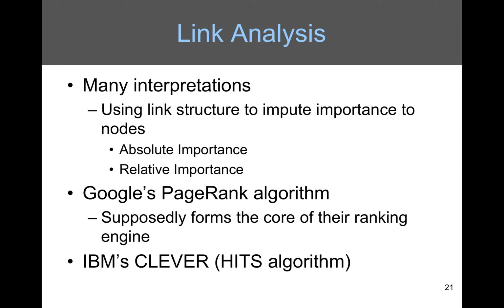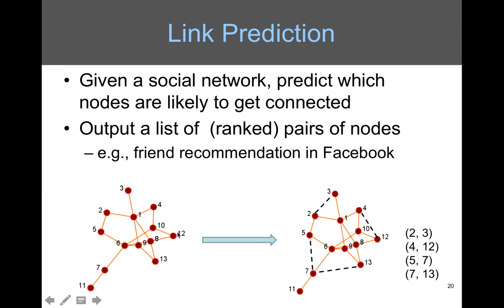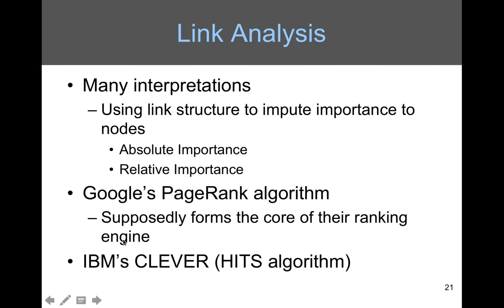The other type of link analysis is just plain link analysis. Here we are not trying to predict links. We're trying to use the link structure to impute some notion of importance to nodes. So you're going to look at a network like this, and you're going to use the link structure to say, this node here seems really important to me. So link analysis is all about imputing importance, priority, weight, or strength to nodes based on the link structure.